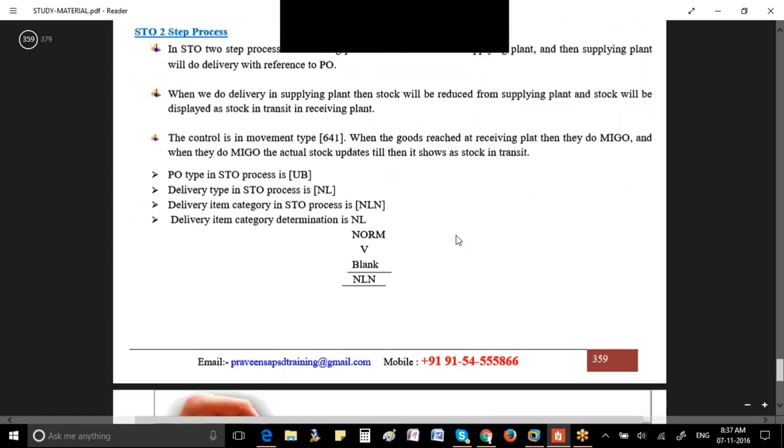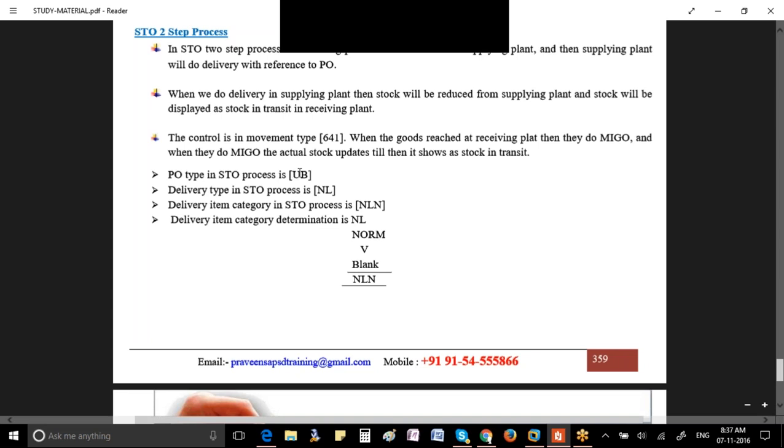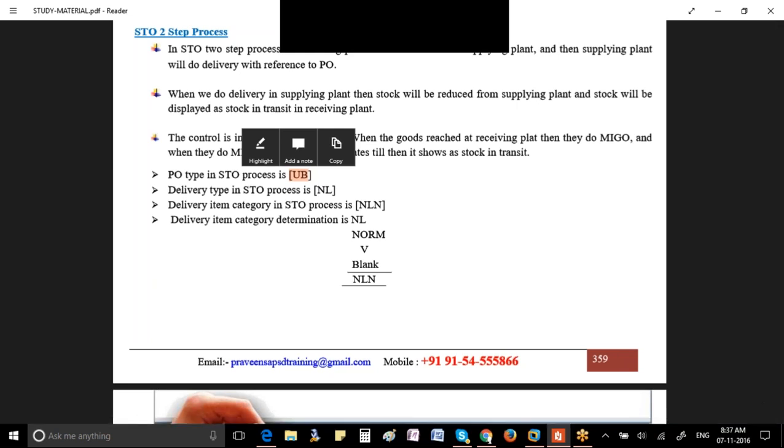PO type. So order types we have OR for inquiry, IN, quotation, QT, like this. So PO types also we have different ones. STO PO type is UB. Intercompany it is NB. In IPO also it is NB when you raise a PO. So this is UB.